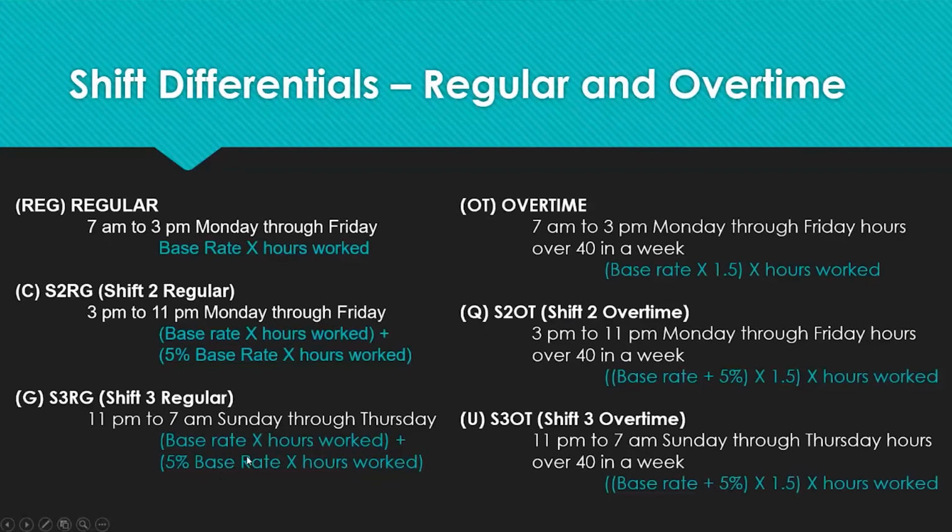Shift differentials shown apply to most direct care staff. Differentials change according to the time that a staff is punched in and not necessarily to their scheduled shift. So the example would be someone working from 7 a.m. to 7 p.m. A staff would receive regular pay from 7 to 3, and then they would receive shift 2 pay from 3 to 7.